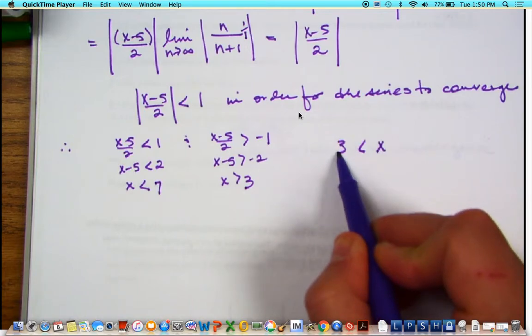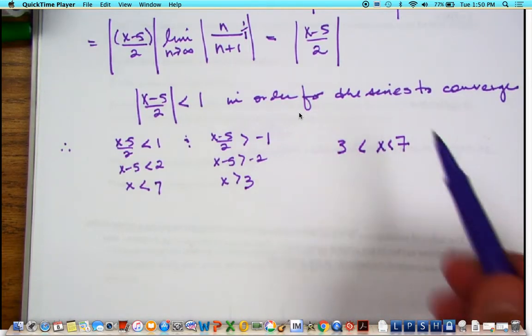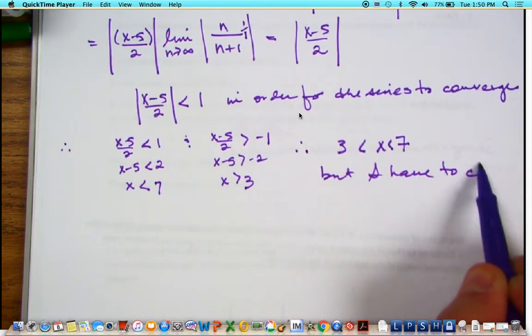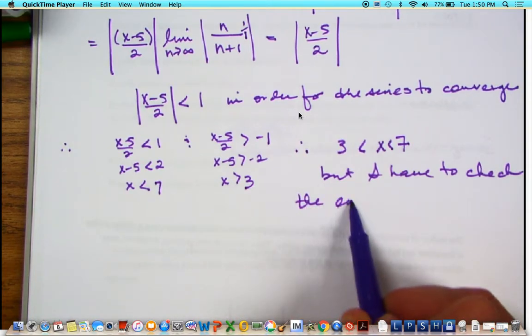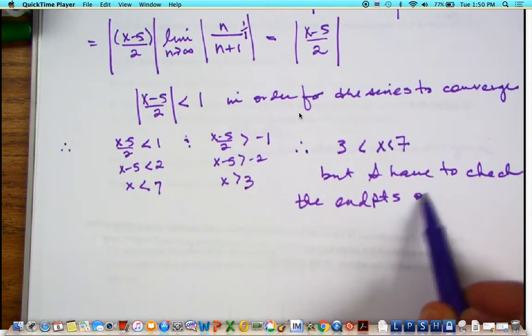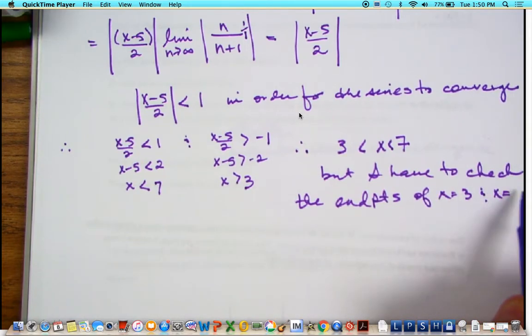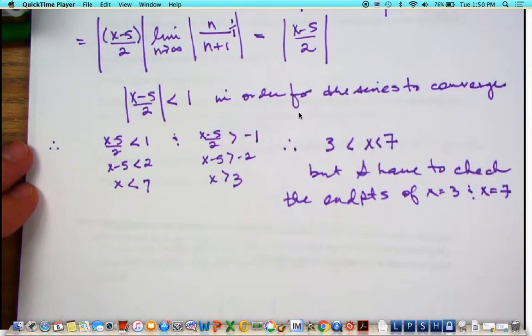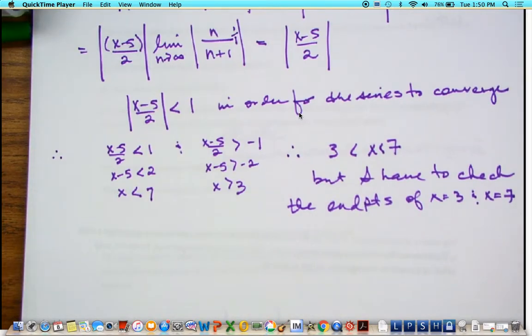Okay, so here's what I know at this point. But I have to check the endpoints of x equals 3 and x equals 7. Okay, you guys with me? Is everybody caught up? I need to make sure you're caught up before I start this next part. Are you there?